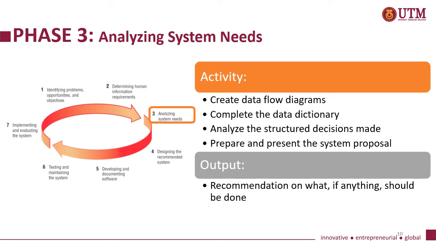Phase 3. Analyzing system needs. There are 4 main activities. 1. Create data flow diagrams. 2. Complete the data dictionary. 3. Analyze the structured decisions made. And 4. Prepare and present the system proposal. The main output of Phase 3 should be the recommendation on what, if anything, should be done.